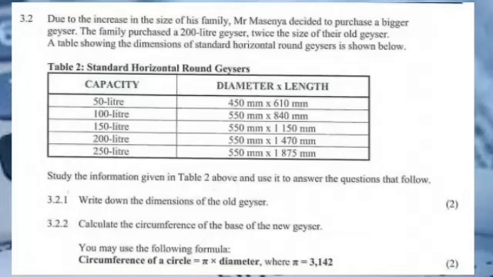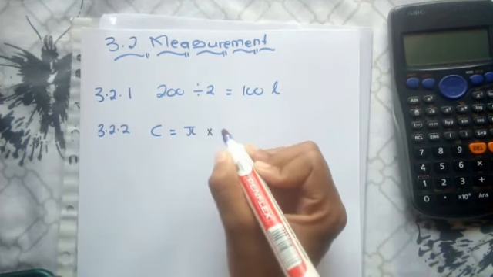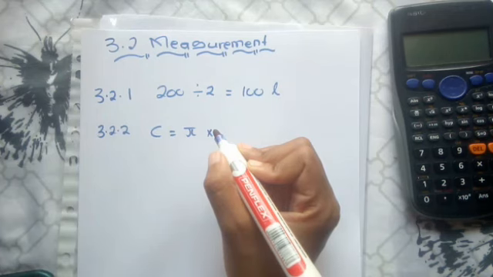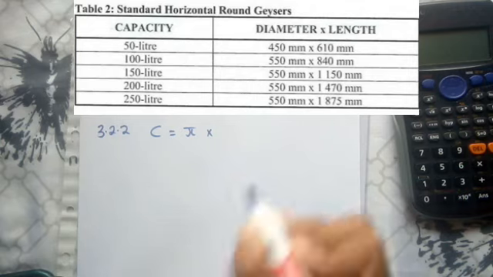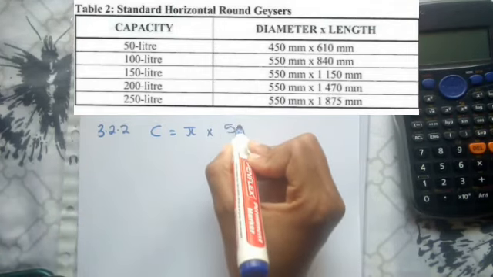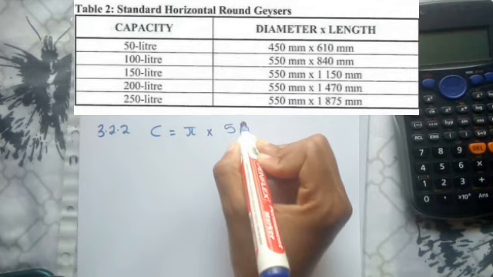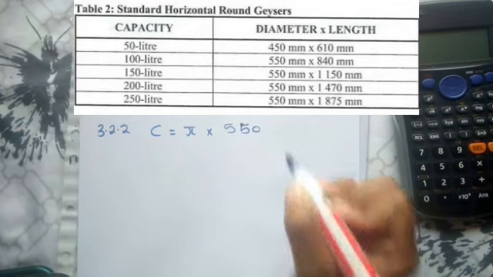3.2.2 says, calculate the circumference of the base of the new geyser. You may use the following formula: circumference of a circle equals pi times diameter. So we are now going back to the new geyser, the 200-liter geyser. We are not dealing with the old geyser anymore. That's the one whose circumference we are calculating right now. Remember, Table 2 shows us diameter and length, so we just go there and find our diameter. You're looking at the 200-liter geyser. It says 550 times 1,470. We are only interested in the diameter, not the length.